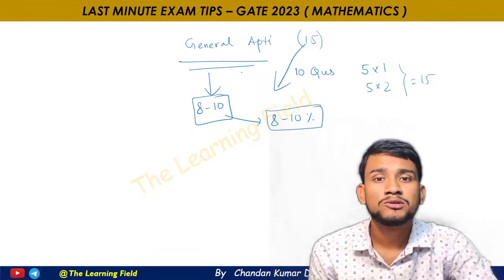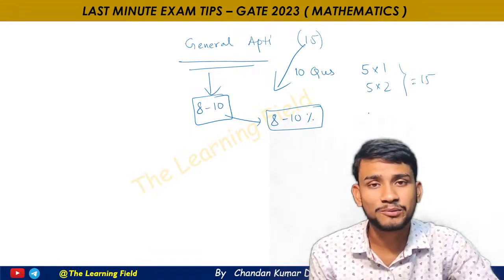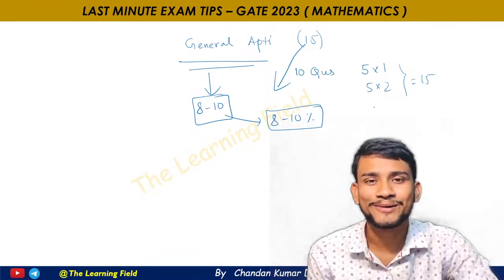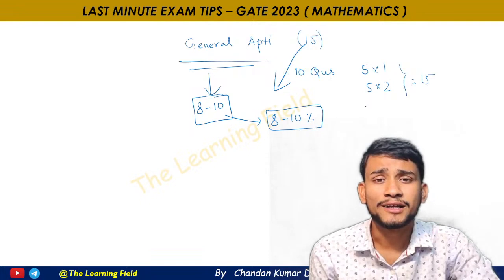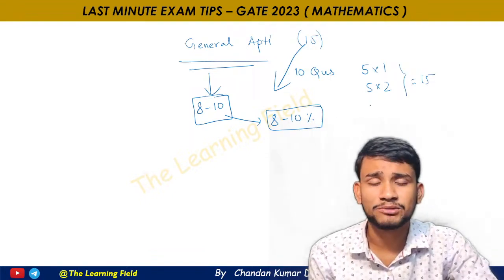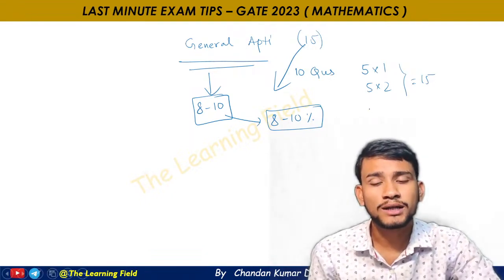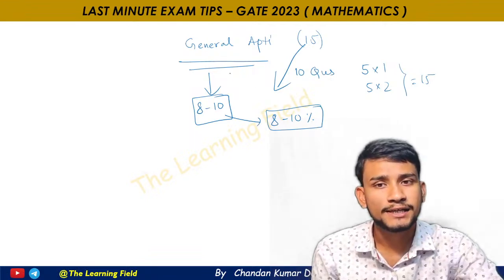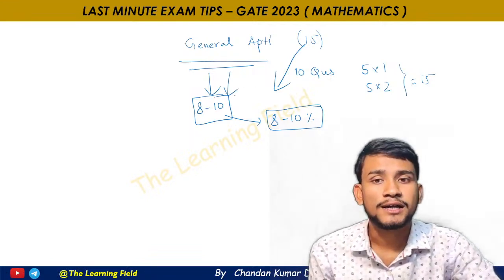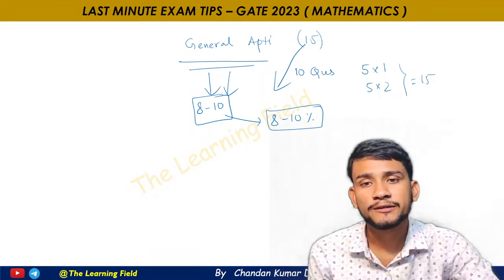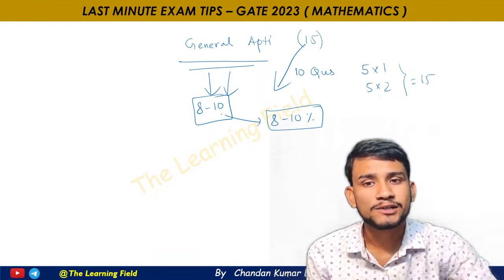Or you can also solve all 15 marks, if you are very good in general aptitude and can solve the section very easily. So our least target is 8 to 10 marks from the general aptitude part, and we can easily get 8 to 10 marks.